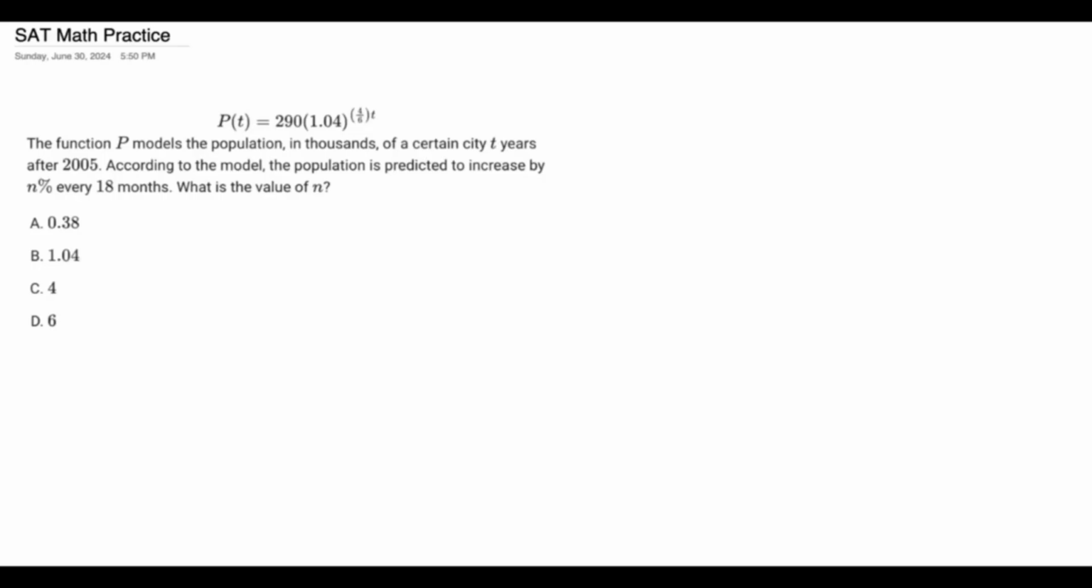Function P models the population in thousands of a certain city t years after 2005. According to the model, the population is predicted to increase by n% every 18 months. What is the value of n?